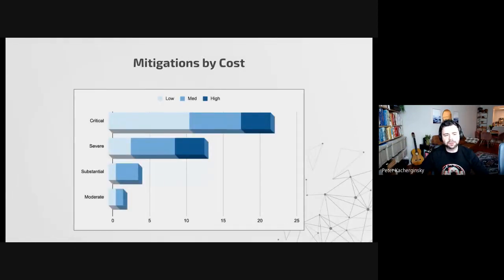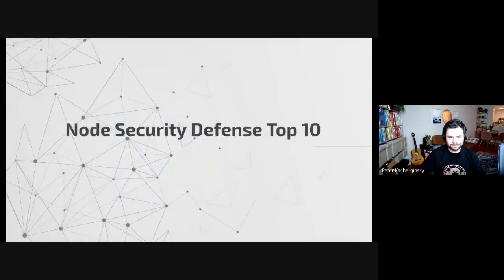So this is just a different view: in the top bar of the critical vulnerabilities, the ones in light blue, you can see that half of them are basically low cost solutions that you can implement. And then if you really want to push it to say it's 99.99% secure, you can continue on that trail, but that will be a little bit more costly. So with that, let's talk about the node security top 10 defenses that you can implement.